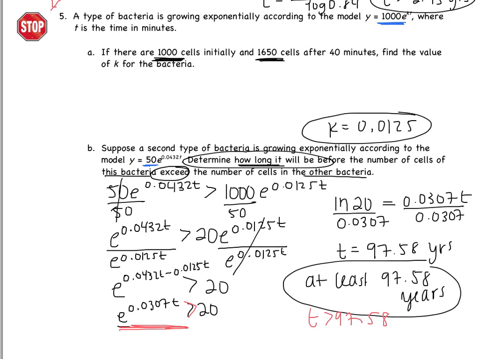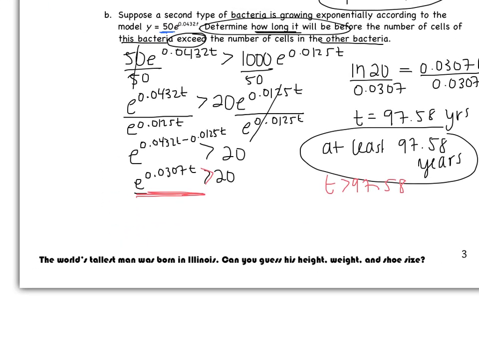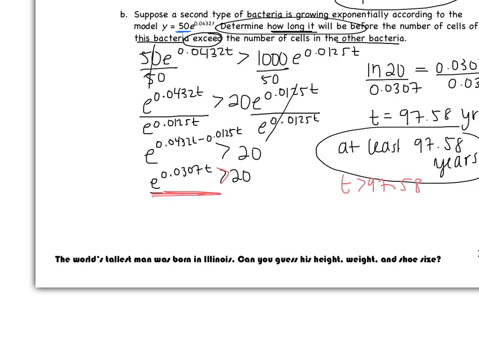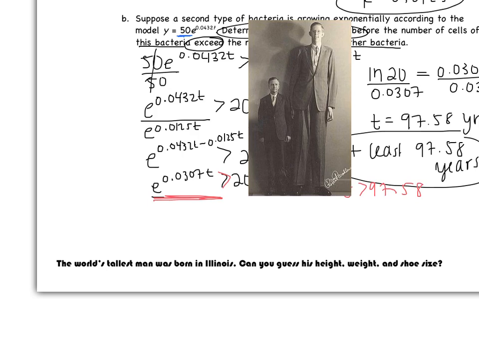Before I leave you, we have one last trivia question to do. So, it says, the world's tallest man was born in Illinois. Can you guess his height, weight, and shoe size? To help you out, I'm going to show you a picture of this man. So here is a picture of the world's tallest man and his father. I want to know what his height, weight, and shoe size are.